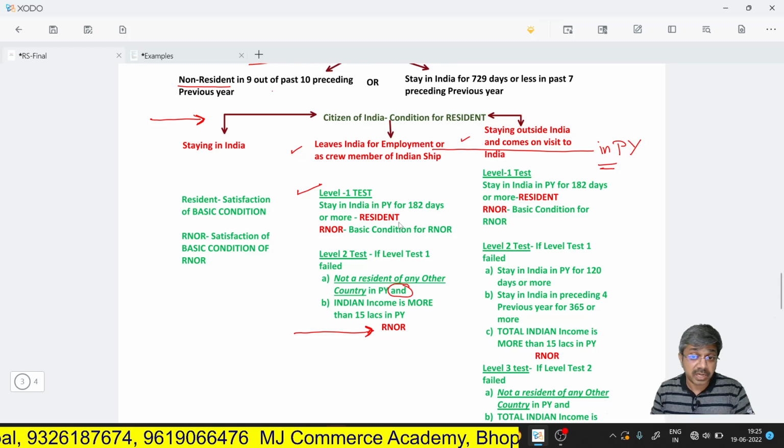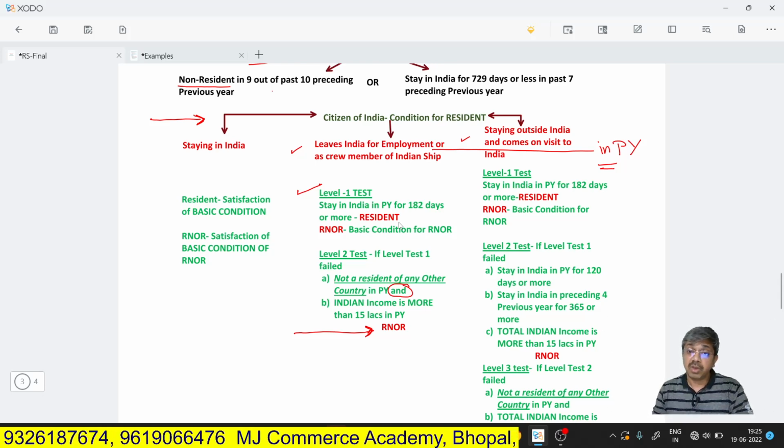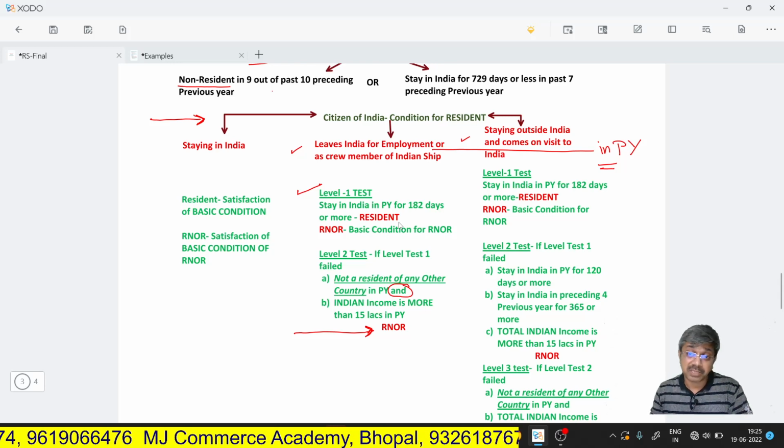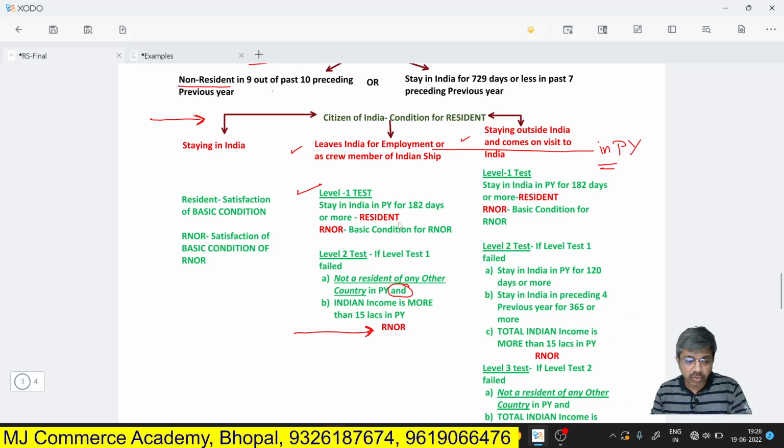The reason being, if an individual works abroad and frequently comes to India to meet his relatives, and if he stays in India for 60 days or 100 days, he could be a resident. His taxability could enlarge. So, to pass on this benefit, the government has given a benefit to this category of individual. What is this category? A citizen of India who stays abroad and comes on visit to India.